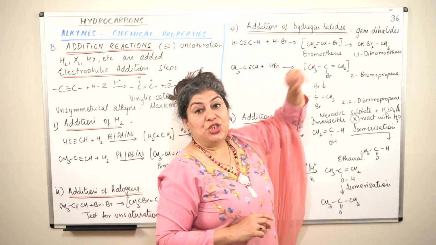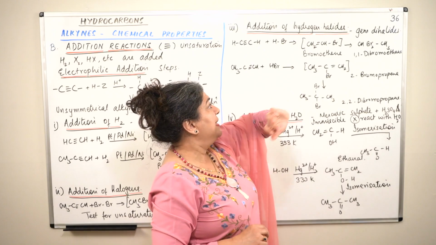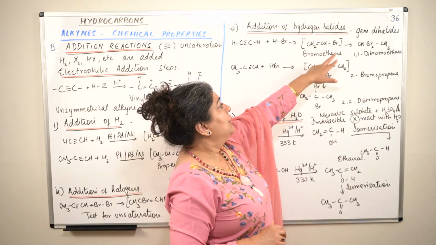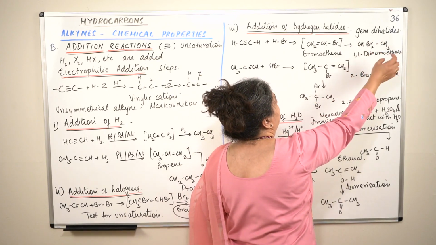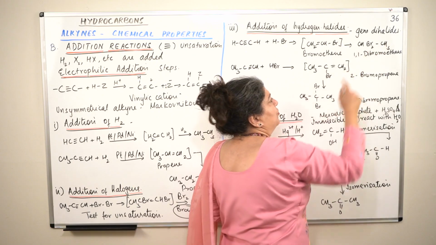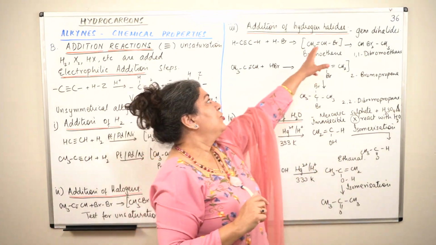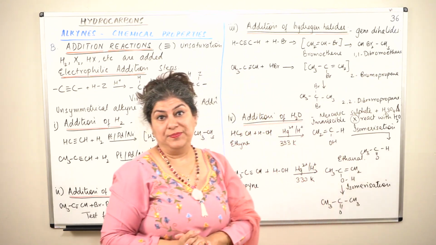So now when the addition takes place, what do you get here? CHBr2, CH3. CHBr2, this is just the same molecule which has been reversed. This becomes CH3 and this becomes CHBr2. Both the bromines will add to the same carbon, so you get 1,1-dibromoethane.